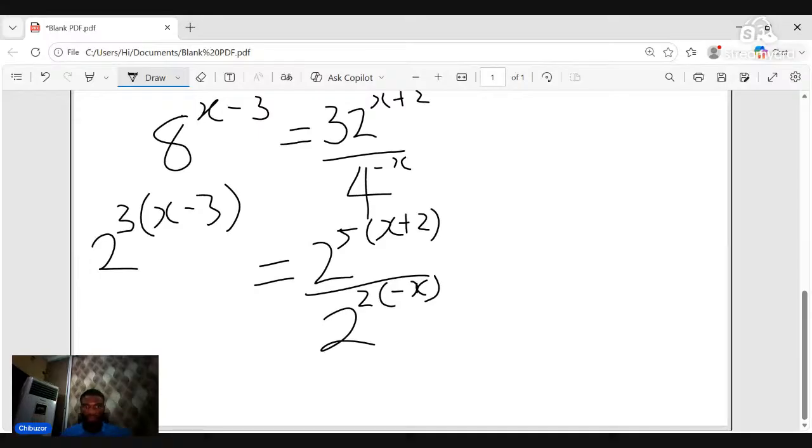Okay, good. Okay, good. Good. So, what do we now do? We apply the law of indices. We'll open up this side. We can just leave this side first. I need space.